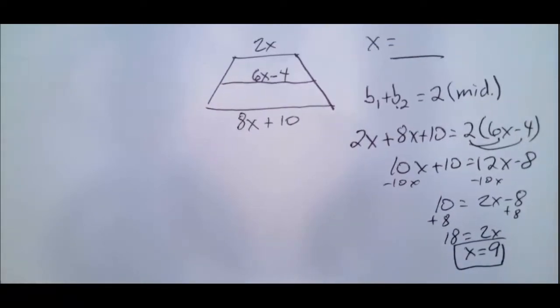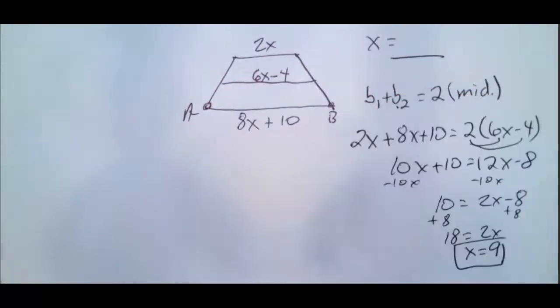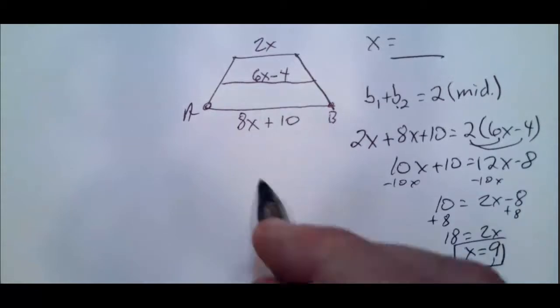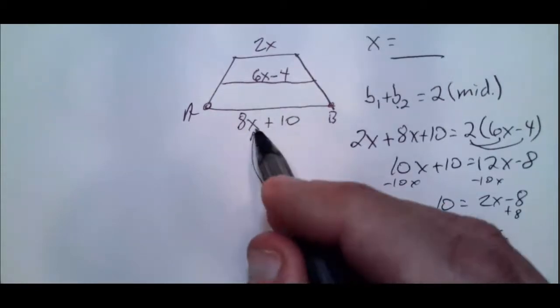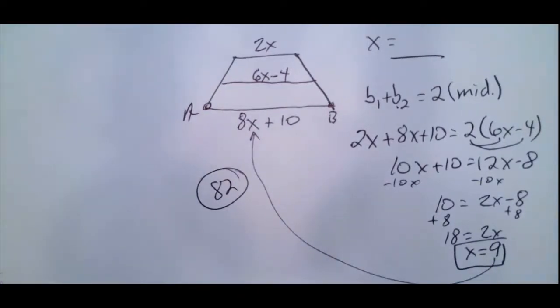All right, be careful because I might not ask for x. I might say, what is the length of AB? Well, if I did that, then you would plug in your 9 here. 8 times 9, 72, plus 10 would be 82. Okay, so that should be about everything you need to know for the trapezoid. So you'll have a little bit of algebra in it, and you'll have some just simple math. So follow the different maps I gave you, and good luck, and we'll see you in our next lesson tomorrow, which will be on kites.